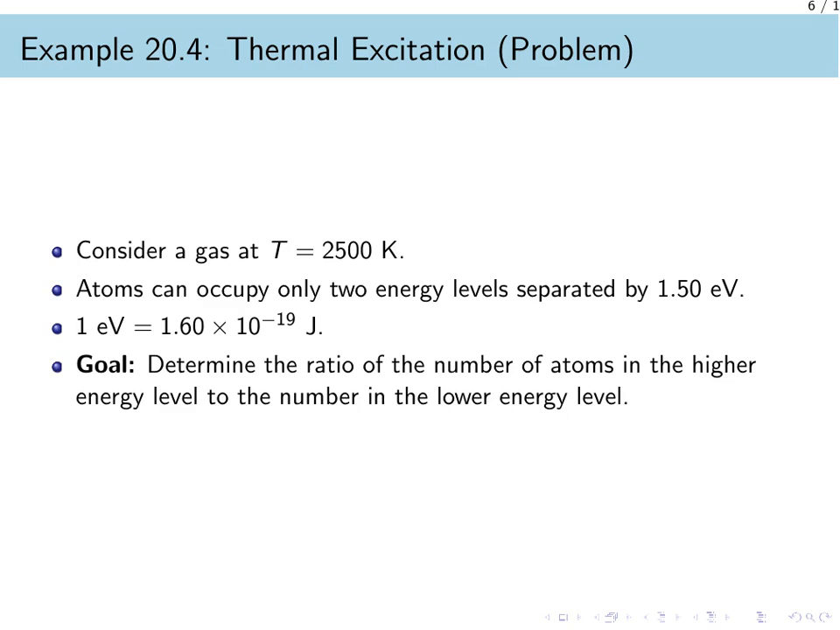Let us look at an example of thermal excitation. Suppose we have a gas at a temperature of 2500 Kelvin. In this simplified model, the atoms can only occupy two specific energy levels that are separated by an energy gap of 1.50 electron volts. 1 electron volt is a small unit of energy equal to 1.60 times 10 to the negative 19th power joules. Our goal is to determine the ratio of the number of atoms found in the higher energy level compared to the number in the lower energy level at this specific temperature.